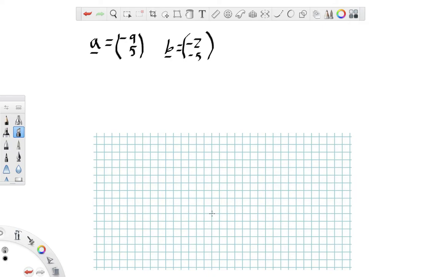So start here. So A, well, that's minus 9 in the horizontal direction. Well, this is positive to the right, so we're going to the left. So 1, 2, 3, 4, 5, 6, 7, 8, 9, like that. And then we're going up 5 units. So 1, 2, 3, 4, 5. Why are we going up 5 units? Well, because it's a positive 5. So we can draw that vector like we have been. So that will look like this. So that's our vector A.